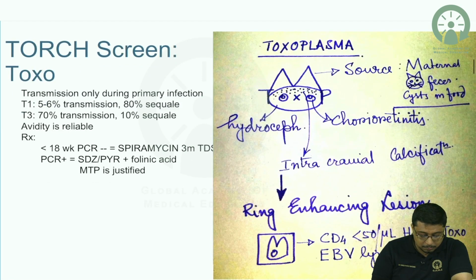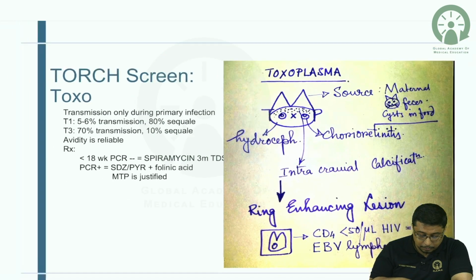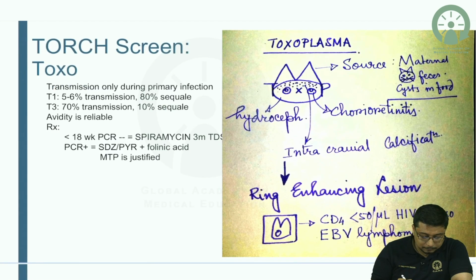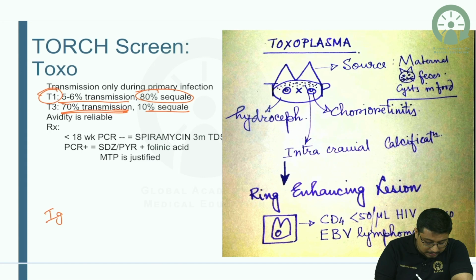So coming to TORCH screen, for toxoplasma, remember trimester 1 transmission is less but sequelae is very high, whereas in later trimesters transmission is high but sequelae is very less. So what we need to do is we test IgG. IgM is not reliable in these cases of infections, right?